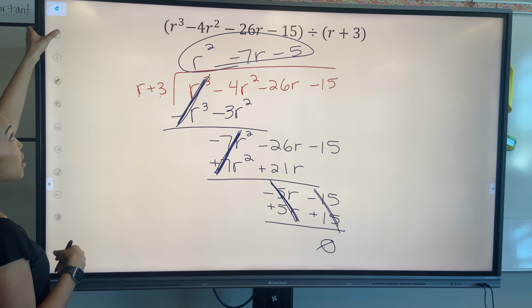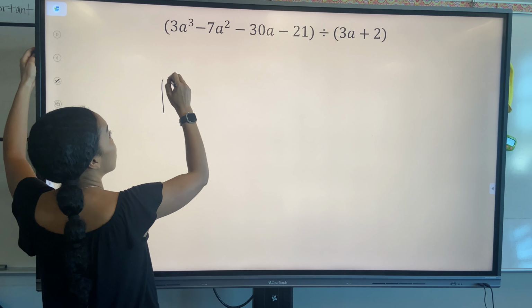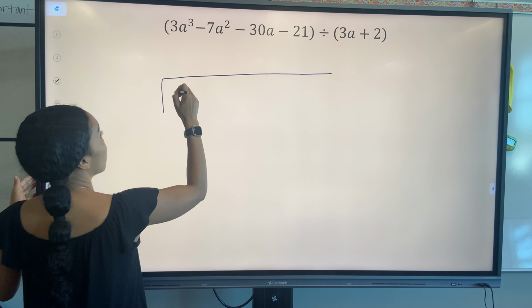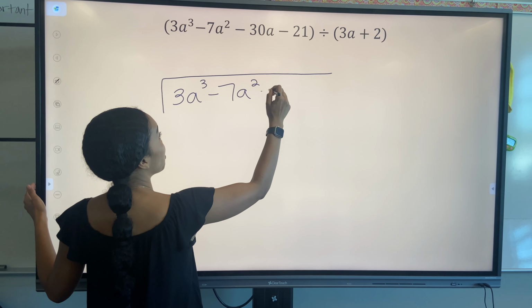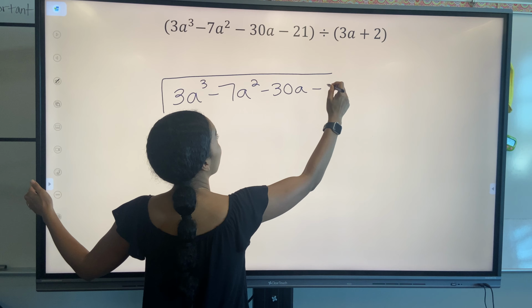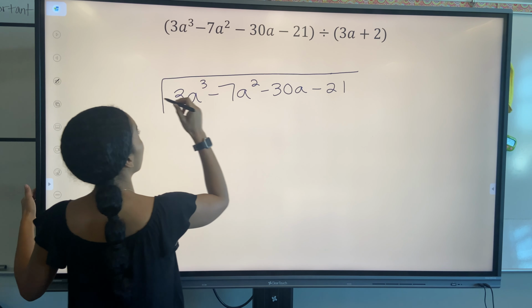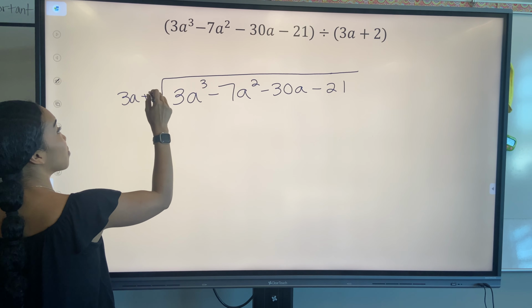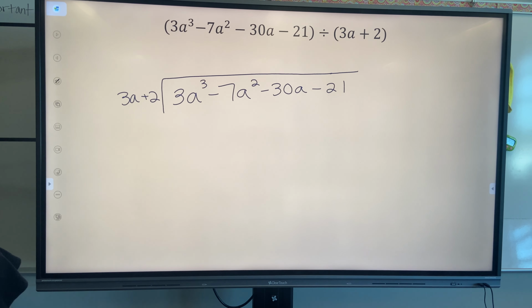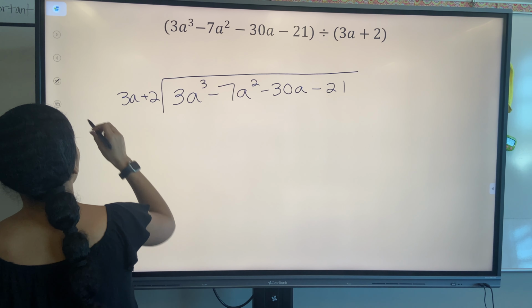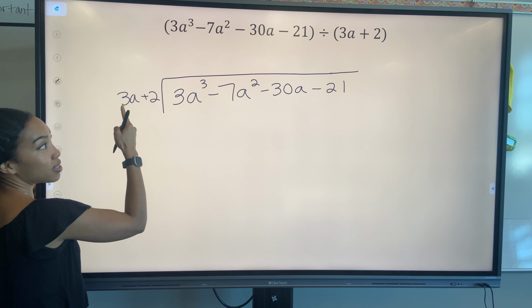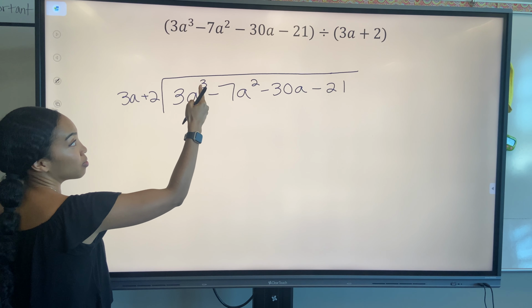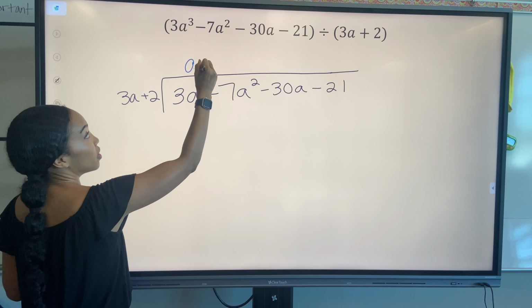All right, next example. Set it up, guys. This is the last one on your paper. Number 10. Set it up. Okay, follow along. 3a times what is 3a cubed? A squared. There we go.